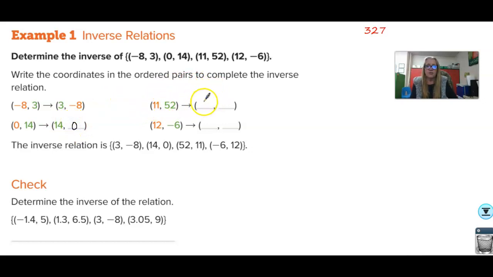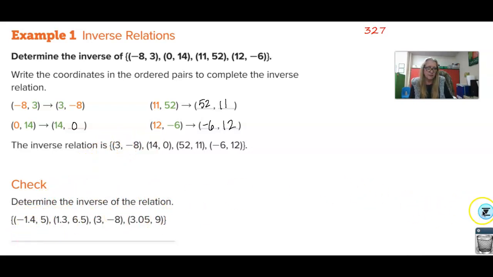Here we have (11, 52). Here we have (52, 11). Here we had (12, -6). So we make it (-6, 12). Okay, so the inverse relation is these are all the new points. So determine the inverse of the relation.